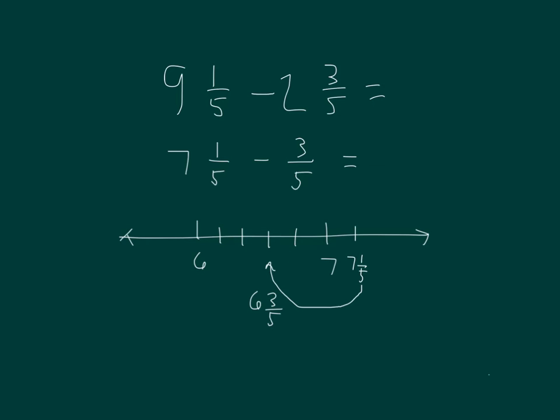6 and 4/5, 7. So we rewrote 7 and 1/5. If we were working this like our other problem, we would rewrite 7 and 1/5 as 6 and 6/5. 6 and 6/5 minus 3/5 equals 6 and 3/5.